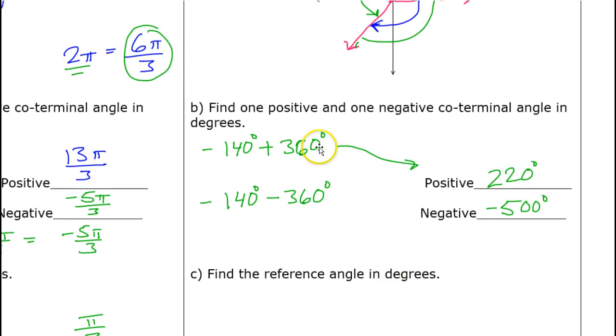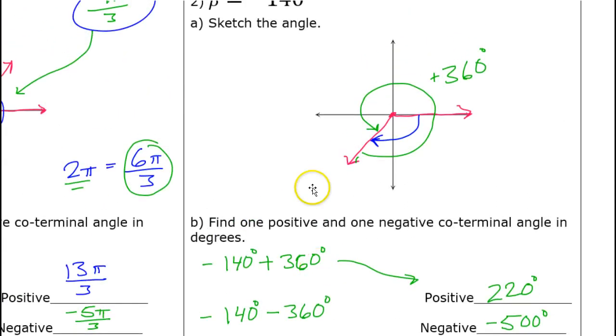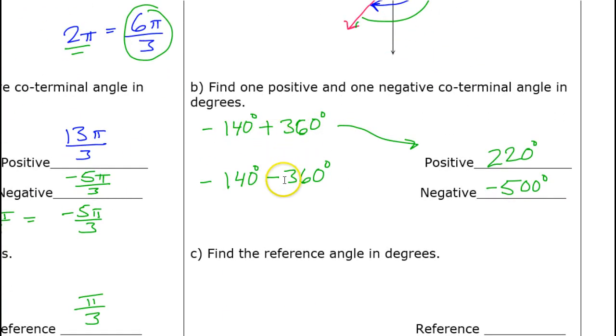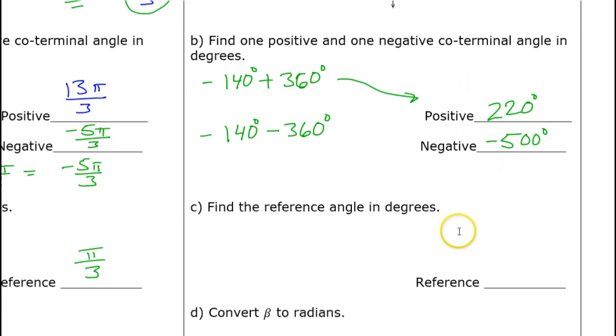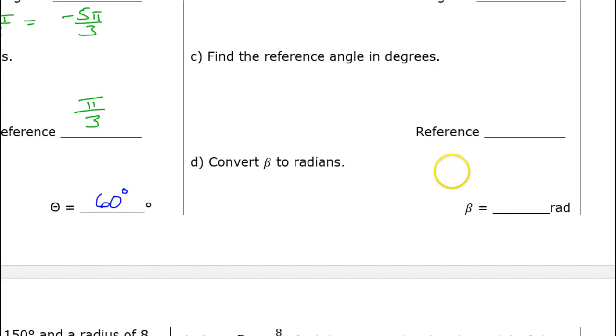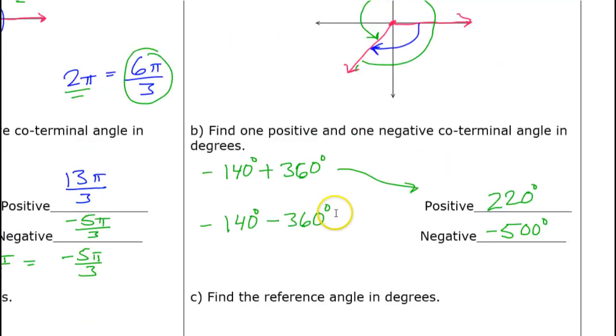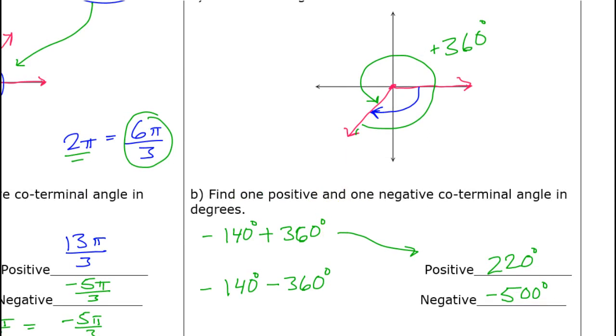Now, bear in mind, if they gave us a big enough angle, you might have to add or subtract 360 more than once to get a positive and a negative number. So just watch out for that. Anyway, now we need to find the reference angle in degrees. So remember, the reference angle is going to be the angle measured against the x-axis. So the reference angle is actually going to be this angle right here where I just put the theta. The angle between here and the x-axis. So what would that be?